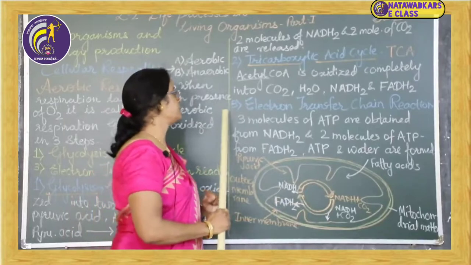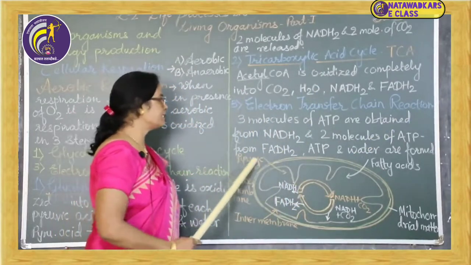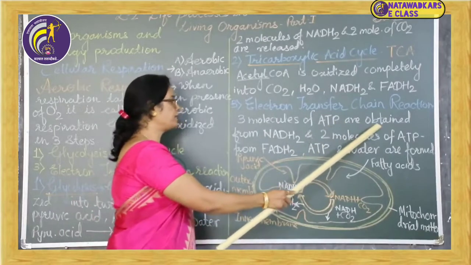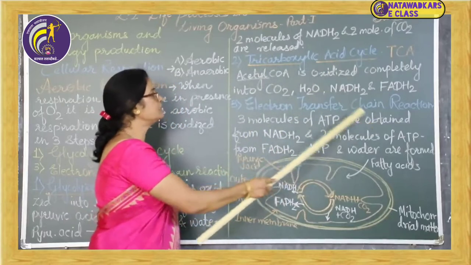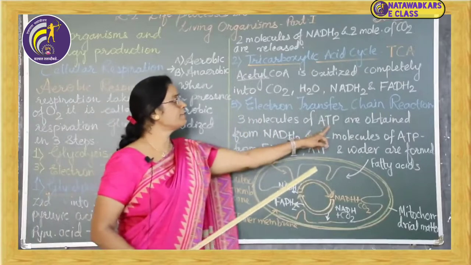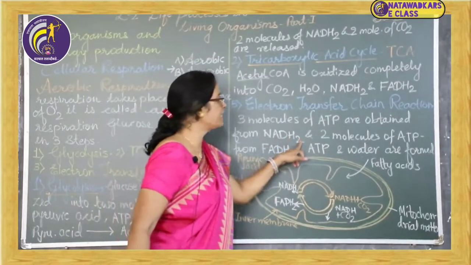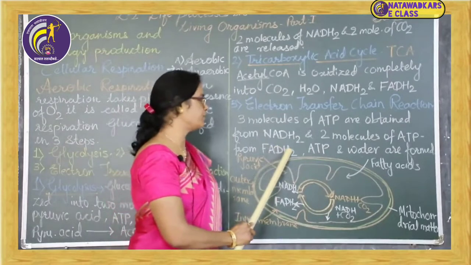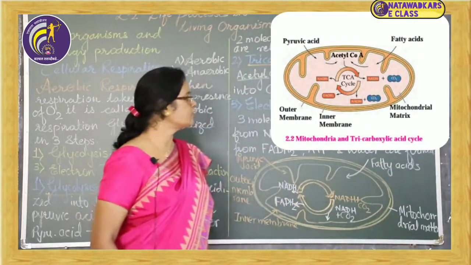Next, the third phase is called the electron transport chain reaction. In this reaction, the NADH2 and FADH2 produced in the TCA cycle are used. From NADH2, how many molecules of ATP are obtained? Three molecules of ATP are obtained from nicotinamide adenine dinucleotide, and two molecules of ATP are obtained from flavin adenine dinucleotide. At the end of this process, ATP molecules and water are also formed.